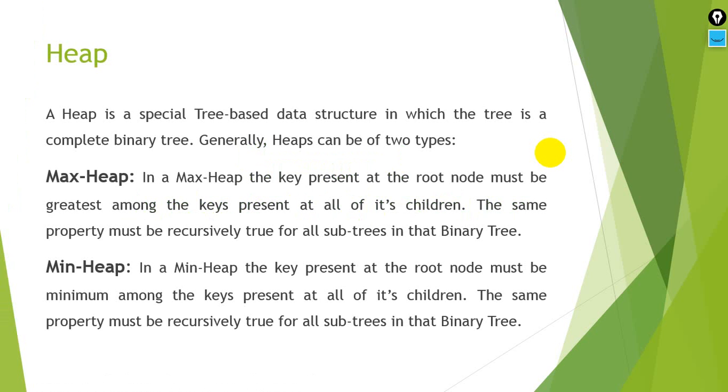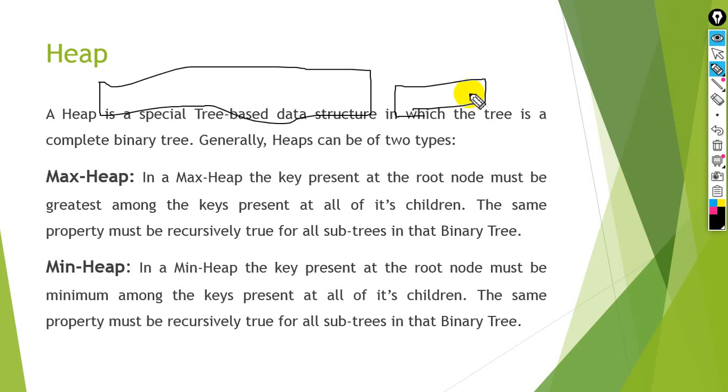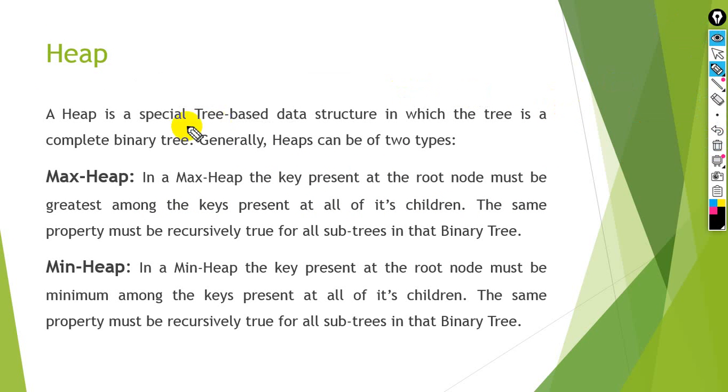So first you need to know about the heap. What is a heap? We can say a heap is a special tree-based data structure in which the tree is a complete binary tree. Generally, a heap can be of two types. So here, what is a heap? A heap is a special tree-based data structure.